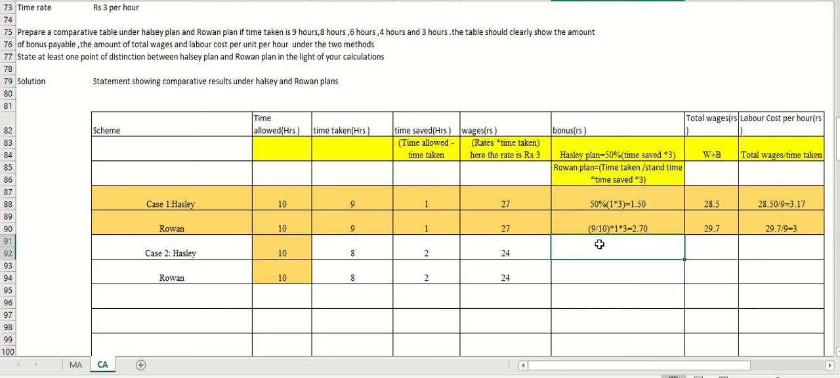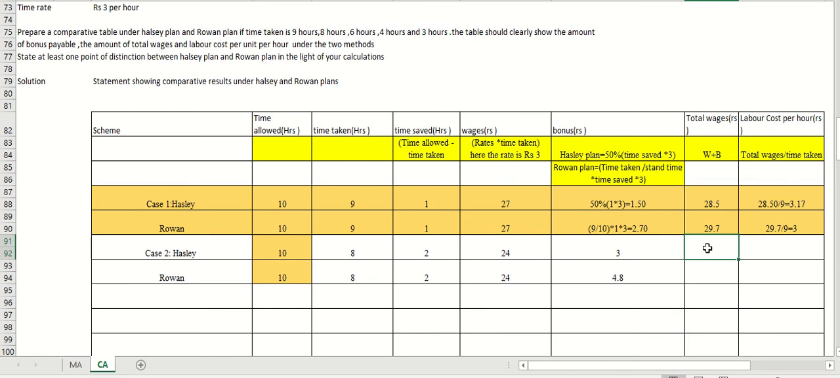You get your bonus under the Halsey plan to be 3. So the calculation remains the same. It will be 2 into 3, which is 6. 6 into 50%, which is 3 rupees. So under the Rowan plan, you get the amount to be 4.80. How do we get this 4.80? Time taken 8 divided by 10 into 2 into 3, which we get 4.80.